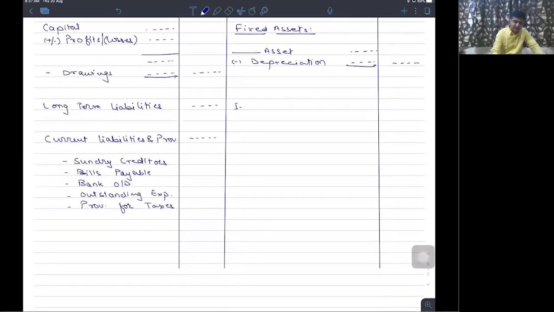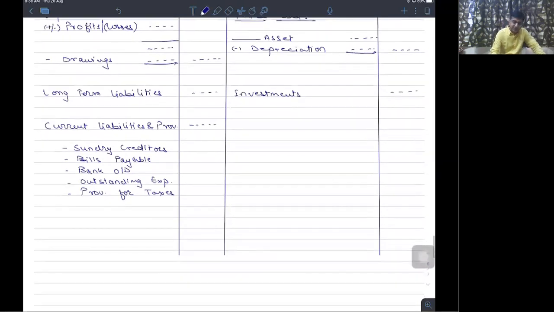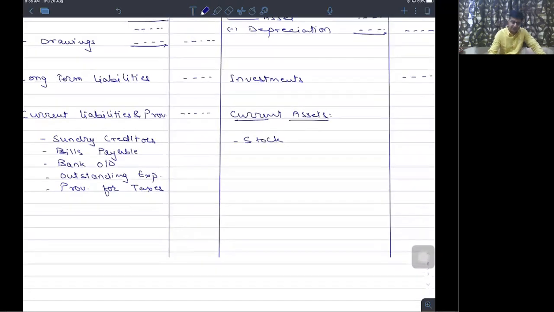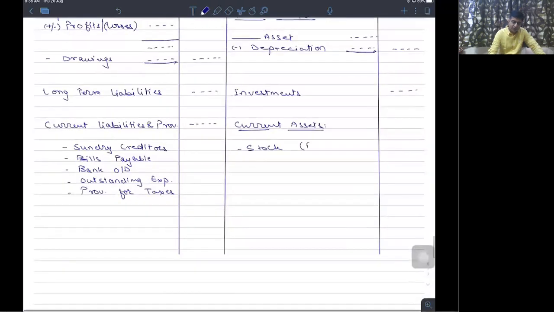After that, you'll have investments, like investment in shares, debentures, fixed deposits. These all will come under the investments. And then comes the current assets. The current assets of the business include stock, maybe the stock of raw material, the stock of WIP, or the stock of finished goods. Those all will be shown in here.